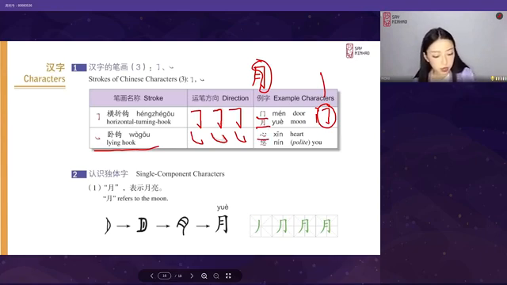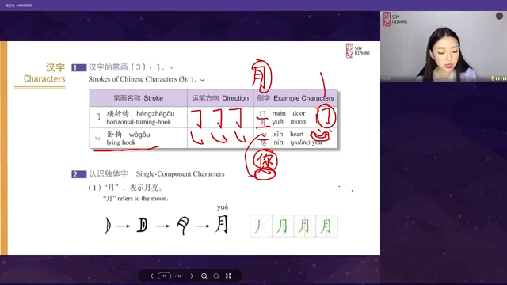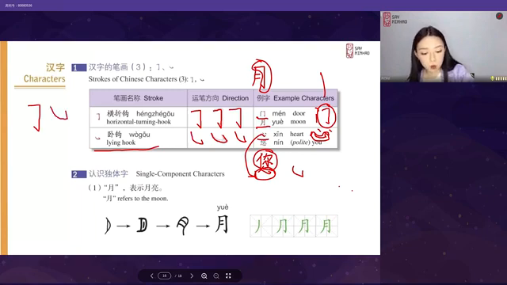So the example, first one is 心, which means heart. It looks like this. This part is the lying hook. Next is 您, which means you, but it is a polite way to express you. We can see it is a 你, and under 你 there is a 心 here, and it is a hook too. These are the two new strokes for today. One is 横折钩, horizontal turning hook. One is 卧钩, a lying hook.